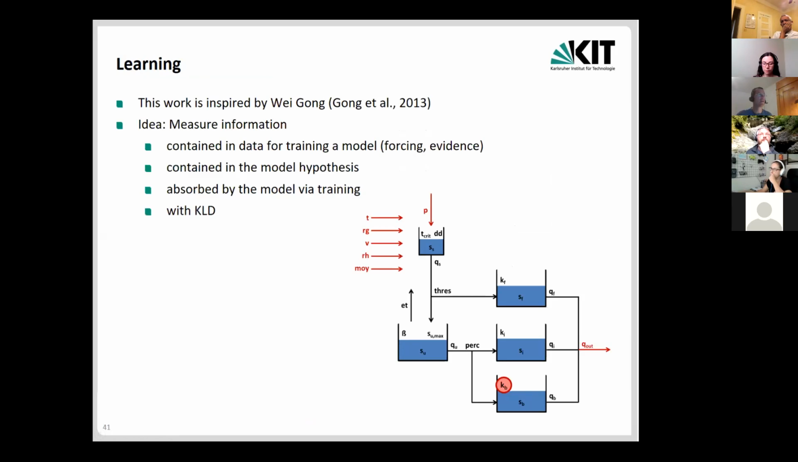Okay, then the last application I want to show is learning. This is actually inspired by the work that Wei Gong did together with Gray and with Hoshin. The idea is simply we want to measure, in a learning process, the information contained in the data that we use for training a model, like the forcing and the evidence, the information contained in the model hypothesis itself, and the amount of information that our training algorithm allowed the model to absorb from the training data.